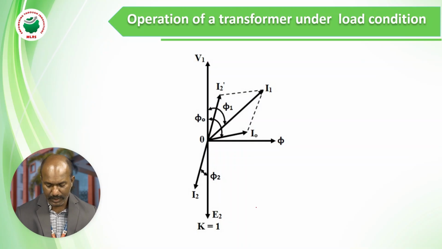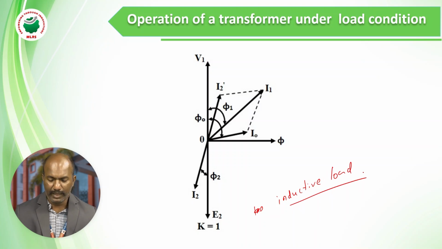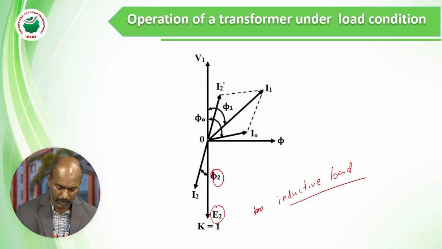See here, I have taken an inductive load. This is the example for inductive load. In an inductive load, we know current lags voltage. So the current flowing in the secondary winding is I2, and the induced EMF in the secondary winding is E2. So I2 lags E2 by some angle phi2. In exact opposition to I2, we have to draw the I1 dash phasor.